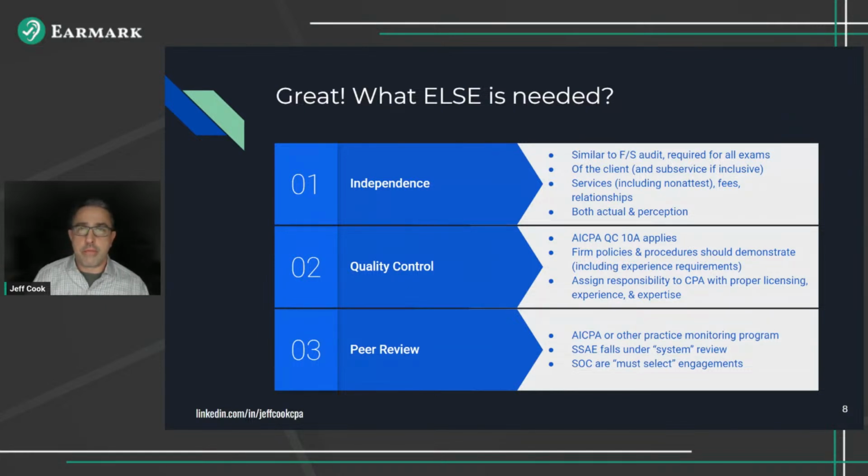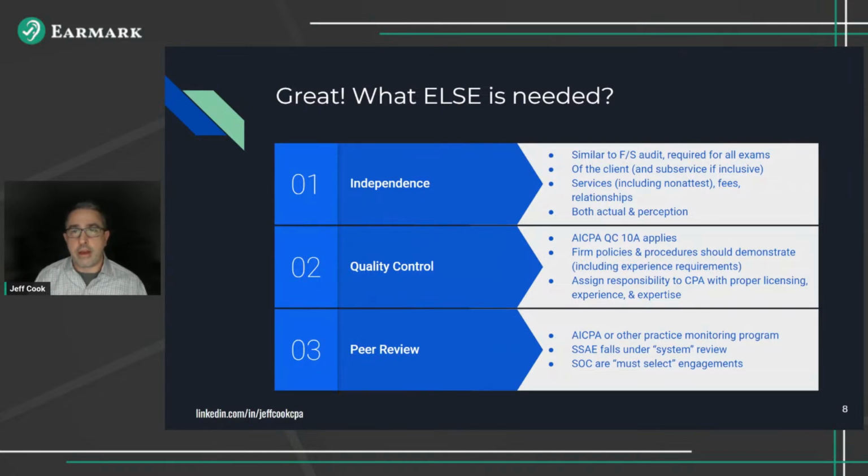If you're not familiar with peer review, it's required by state boards of accountancy wherever your firm is registered. The AICPA has a peer review program called PRIMA. You can use that. You can use the state board for peer review as well. Again, these are must-select engagements. So you're going to have a SOC 1, you're going to have a SOC 2 selected if you're doing both. If you're only doing one or the other, that's fine. They're going to select that. But just remember that these are must-select.